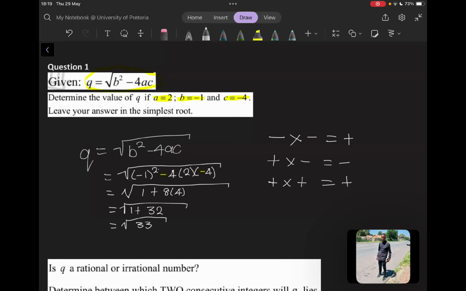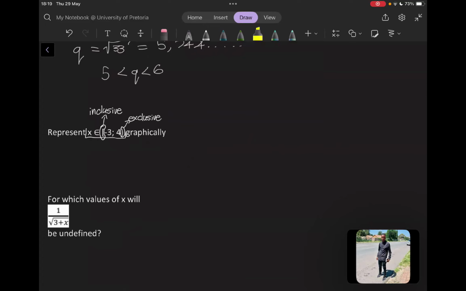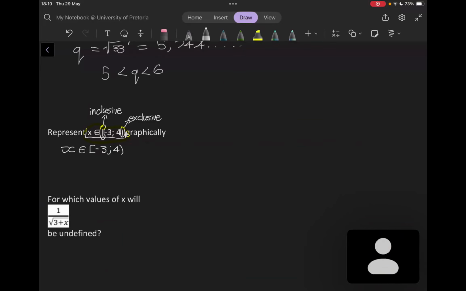Cool. Let's continue on and represent this over here. Cool. We were asked to represent x as an element of -3 to 4 graphically. In this case, we include -3 and exclude 4. Hello, sorry, do you have a question? Okay, I'll just continue on with my explanation.